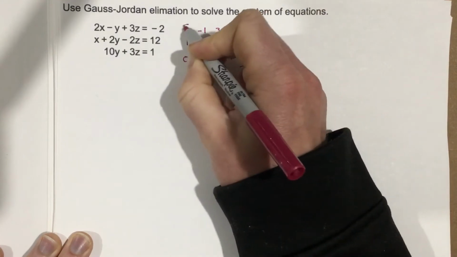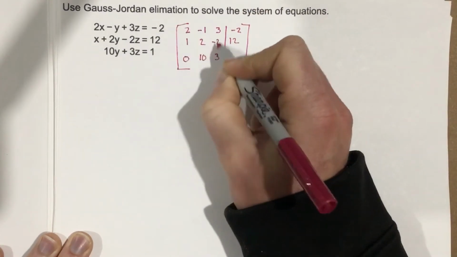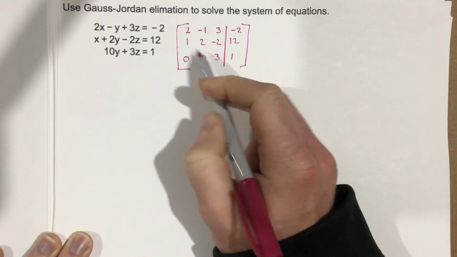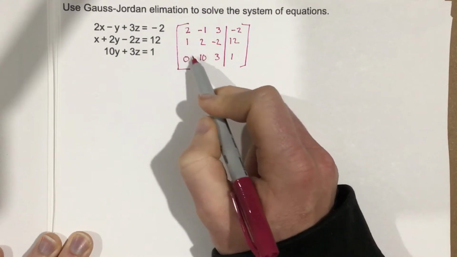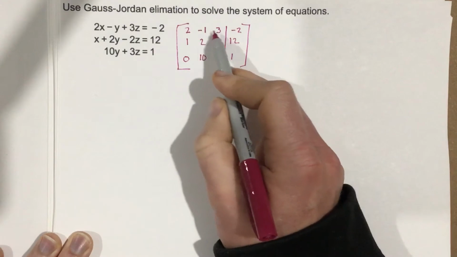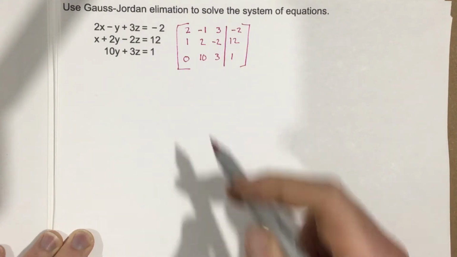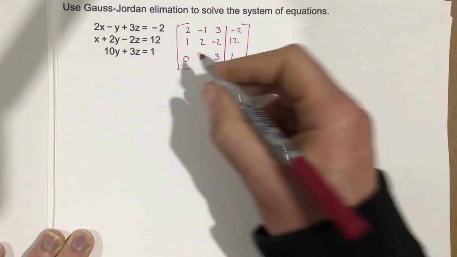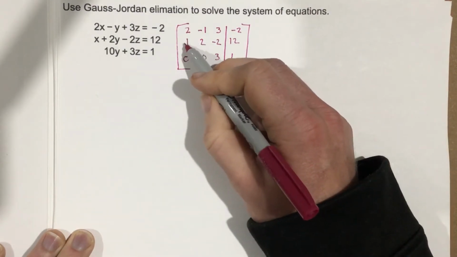Now remember, we're trying to go for the identity matrix here. We want to get this matrix to say 1, 1, 1 down the diagonal, 0's here, and 0's up here. That's our goal. So they already give us a 0 right here. That kind of makes it a little easier on us. So let's go ahead and start by trying to make this a 0.